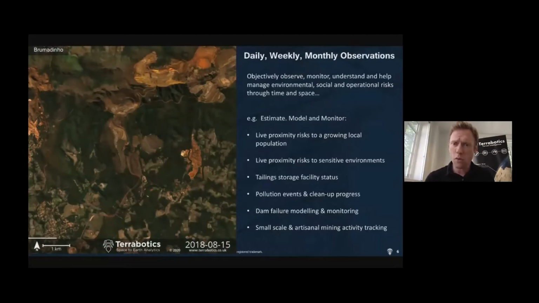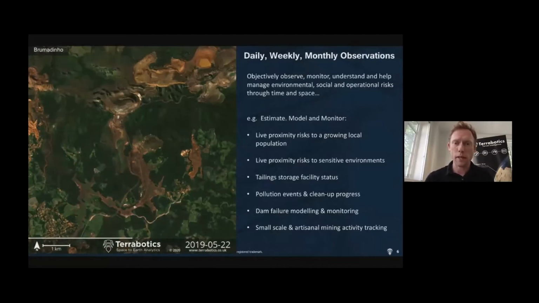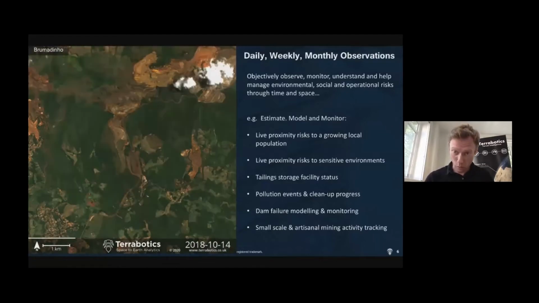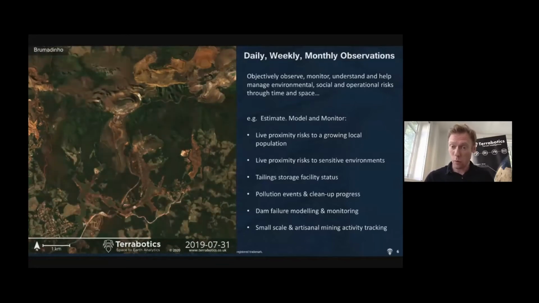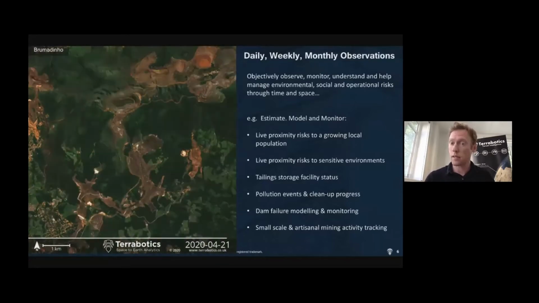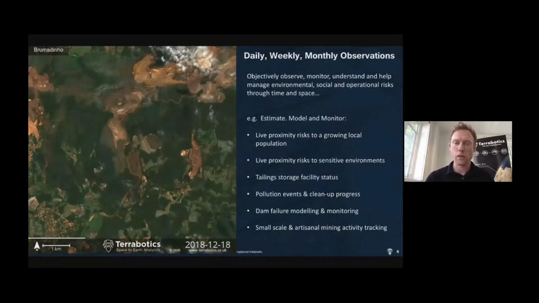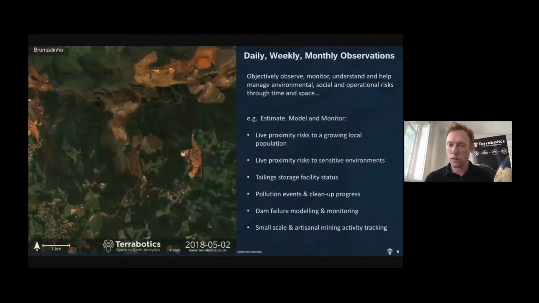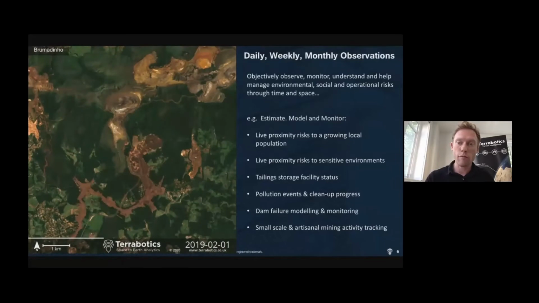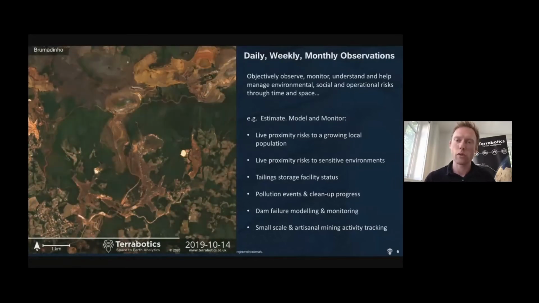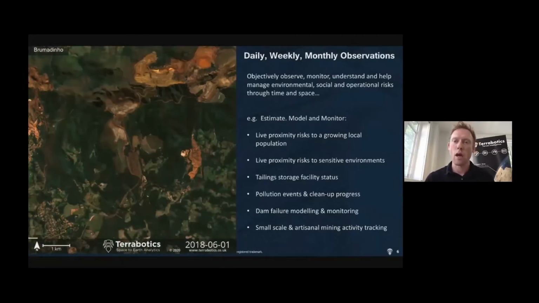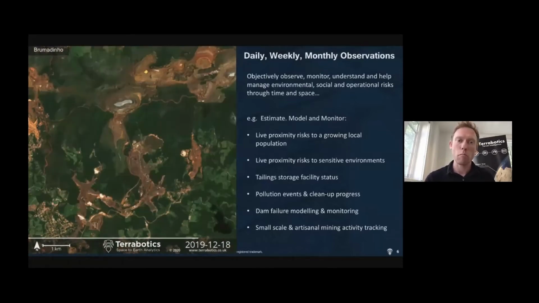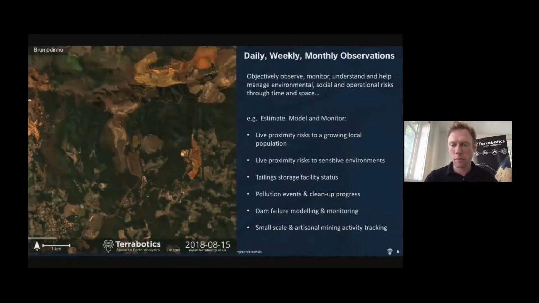And this can be used for all sorts of applications, some of which have been spoken about throughout this week, particularly with small-scale and artisanal mining activity. That's a big use case. We can start to track these things objectively and independently. Tailings storage facility status, live risk assessments almost of what's happening with the environment, and growing communities and settlements that are previously unmapped around mine sites.